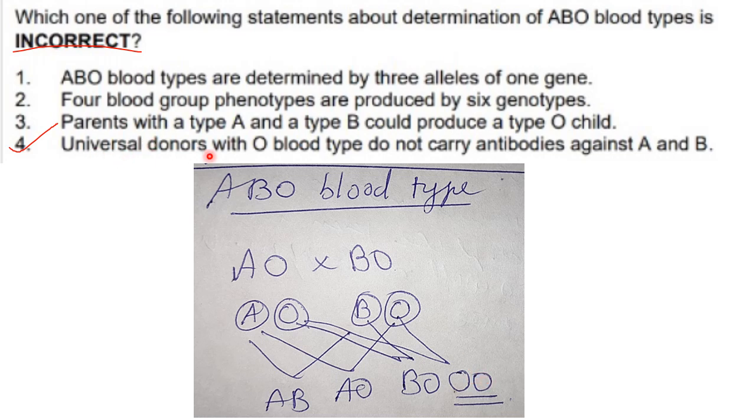Then universal donors with O blood type do not carry antibodies against A and B. Universal donor like O doesn't have antigens but it has antibodies. So statement 4 is incorrect. And they have asked for the incorrect statement. So the answer is option 4.